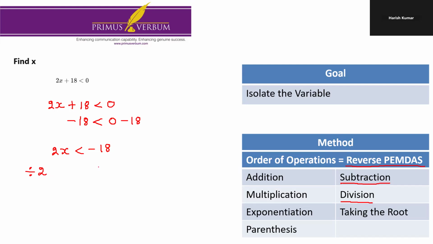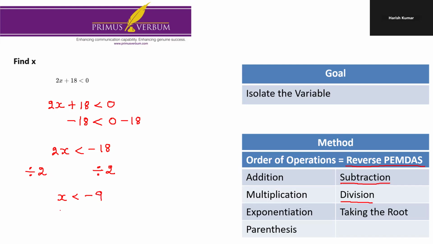And if I divide the left-hand side by 2, I should divide the right-hand side also by 2. Once again to balance the inequality. So if I divide the left-hand side by 2, I will be able to get rid of the 2 in front of x and I'll get x. And when I divide the right-hand side by 2, I will get minus 9.